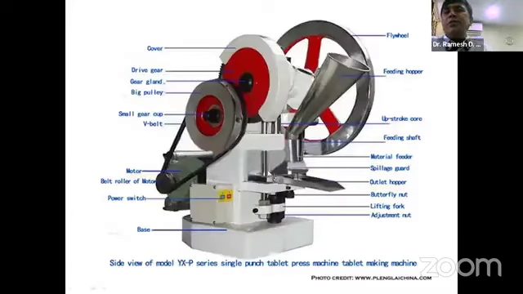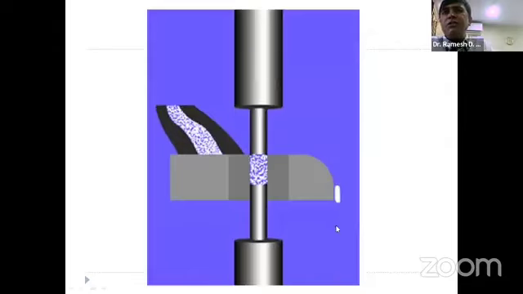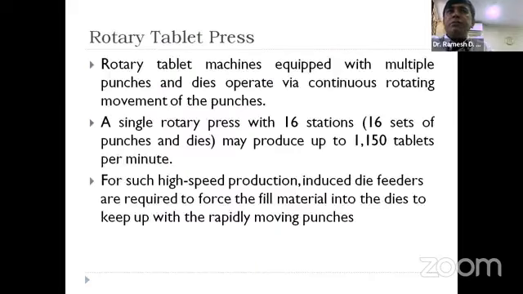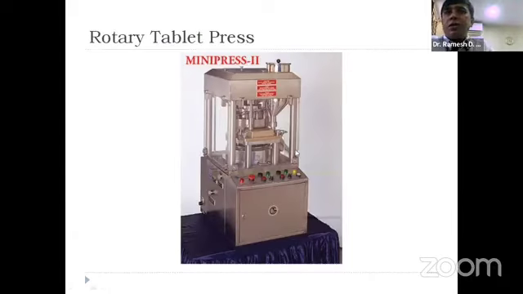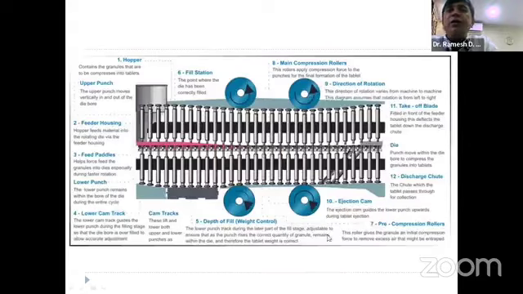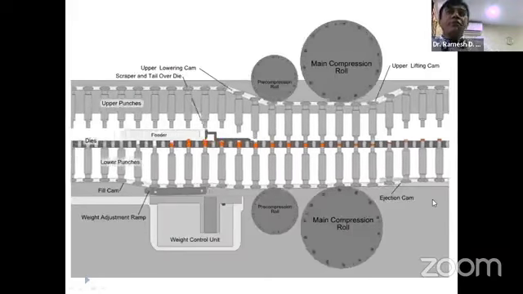Single punch tablet machine. This is a machine. I'm not going to discuss it. This is an animation which shows how the tablets are manufactured on a single punch tablet machine. Rotary tablet press. This is a rotary tablet press. You might have seen it at your college as well. That's why there's no need to show it again. And let me show this animation.